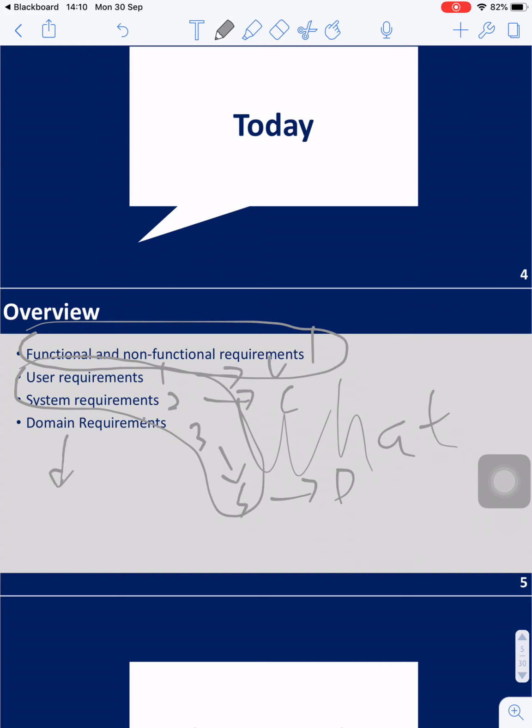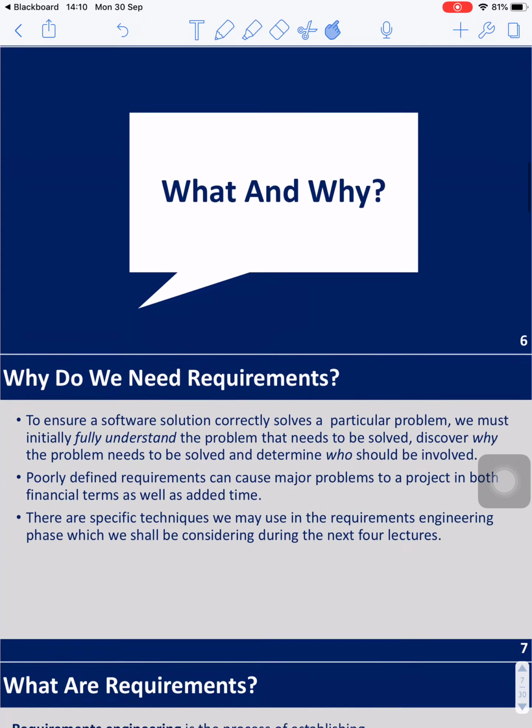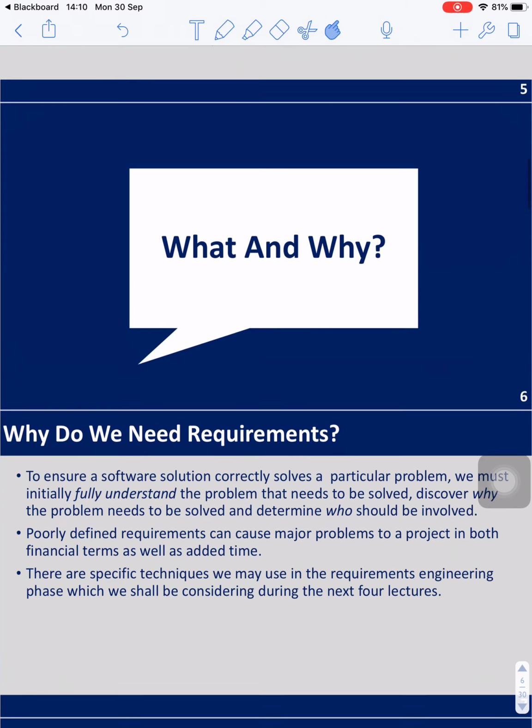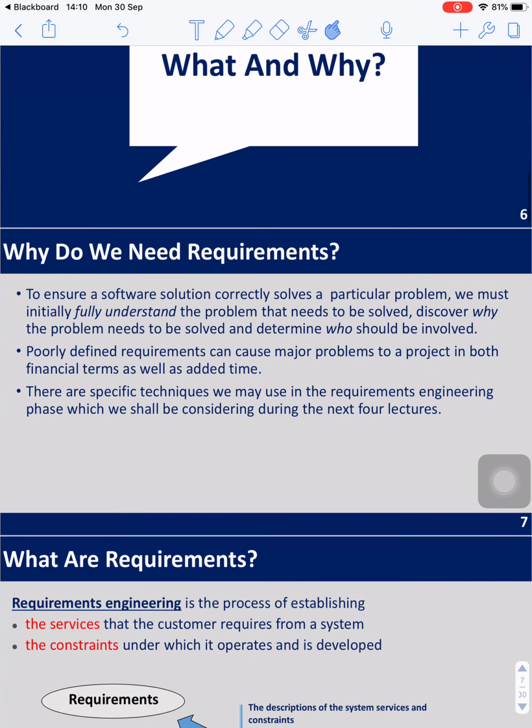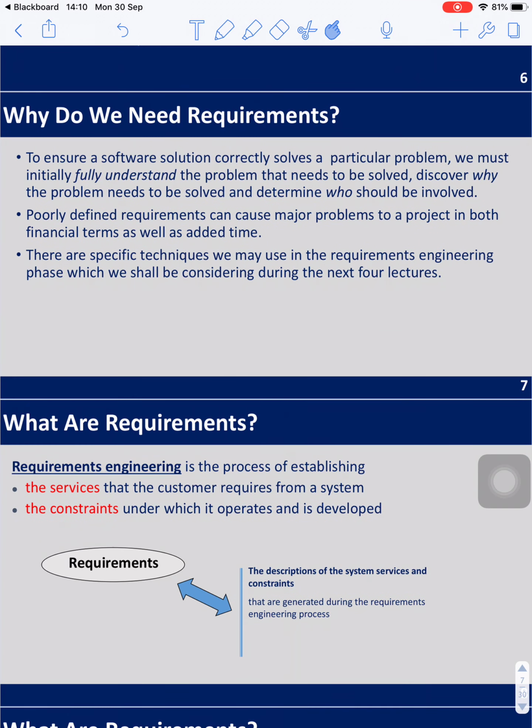The domain specific is the third dimension, where every business needs to consider its own requirements, and what and why. So firstly, we are going to talk about why we need requirements.